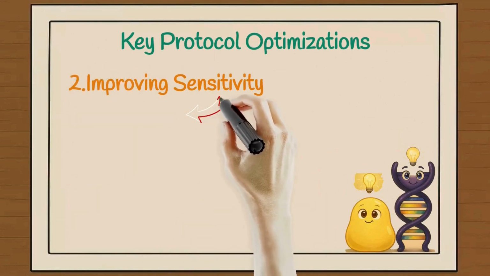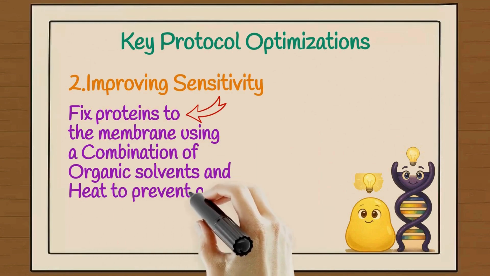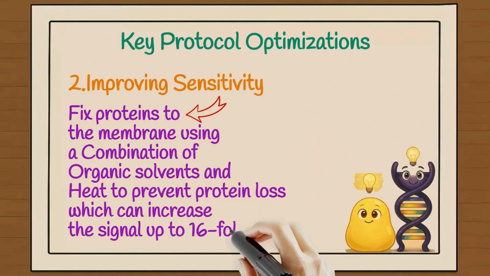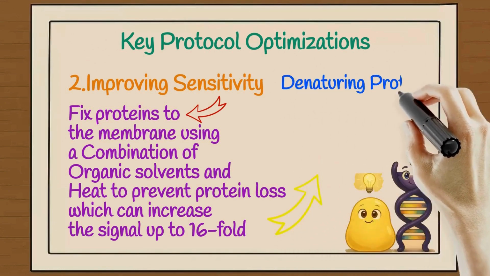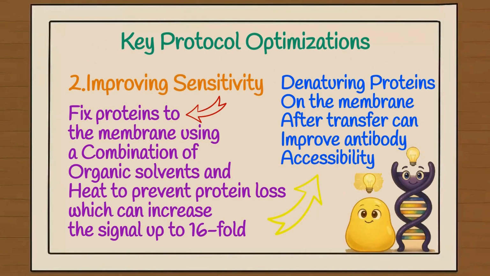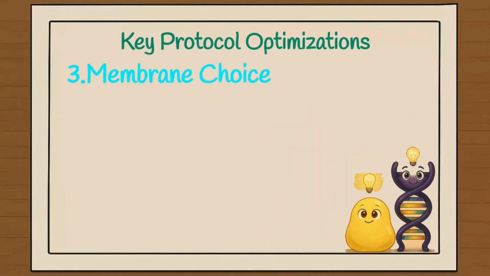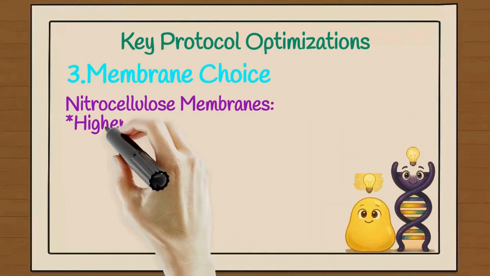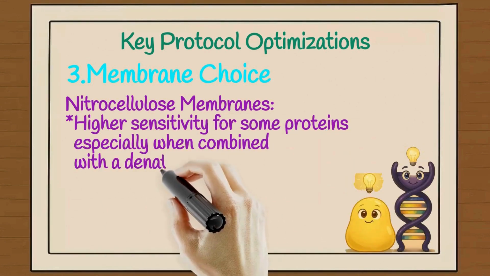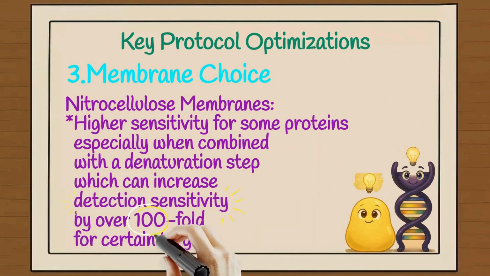2. Improving sensitivity. You can fix proteins to the membrane using a combination of organic solvents and heat to prevent protein loss, which can increase the signal up to 16-fold. And for some proteins, denaturing them on the membrane after transfer can dramatically improve antibody accessibility. 3. Membrane choice. The choice of membrane really matters. Nitrocellulose membranes can provide higher sensitivity for some proteins, especially when combined with a denaturation step, which can increase detection sensitivity by over 100-fold for certain targets.